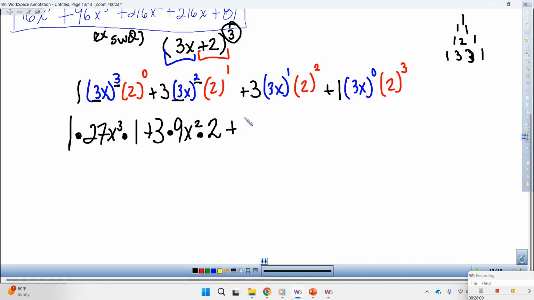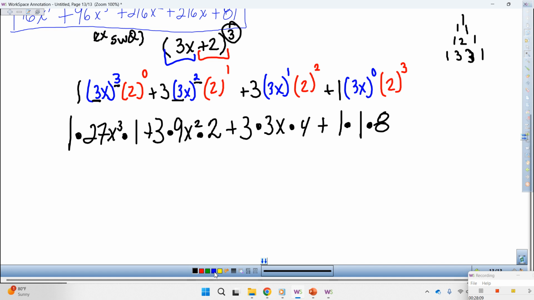Plus 3 times, what is 3 to the first power? 3x to the first times, what is 2 to the second power? That's 2 times 2, which is 4. Plus 1 times 3x to the 0 power is 1 times 2 to the third is 2 times 2 is 4 times 2, that's 8.